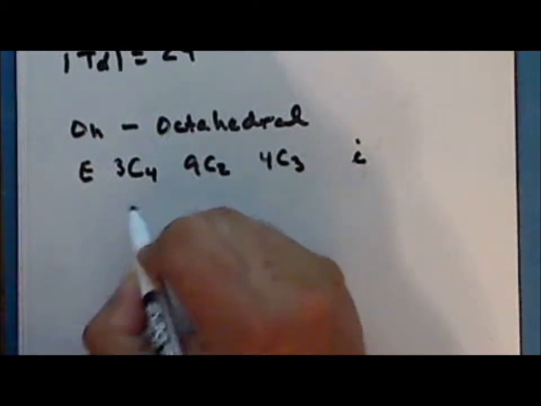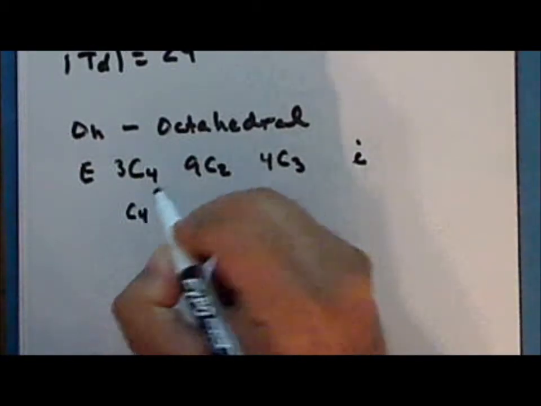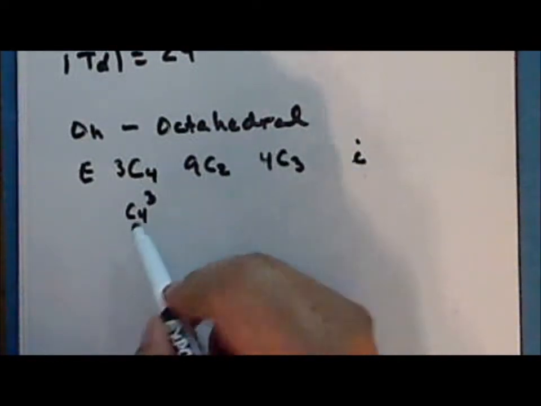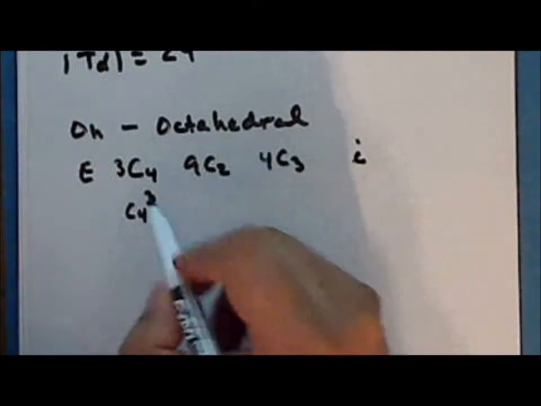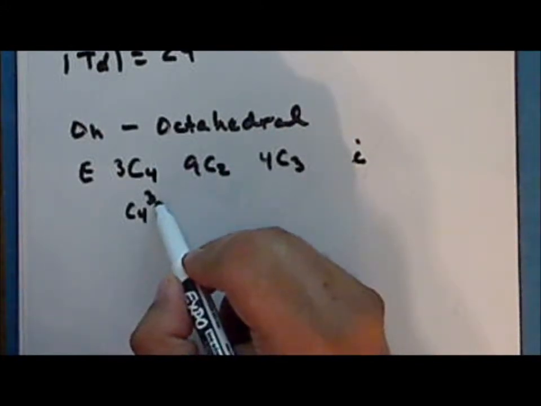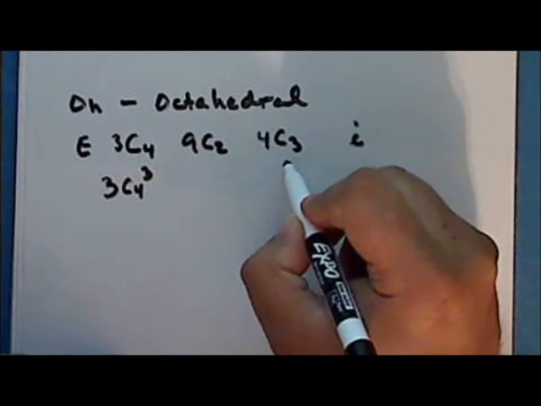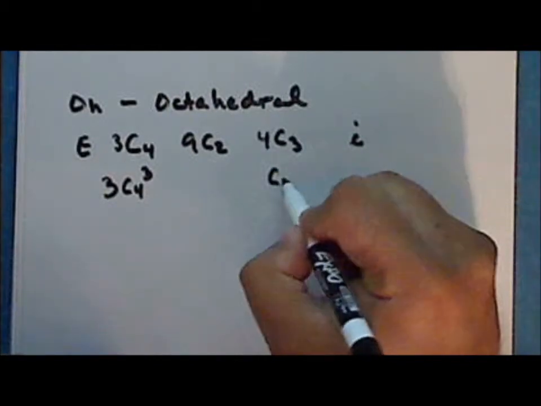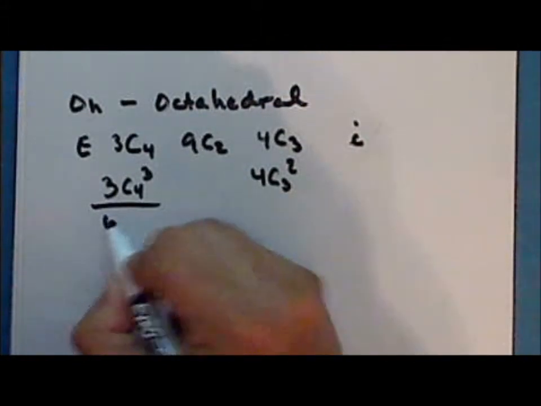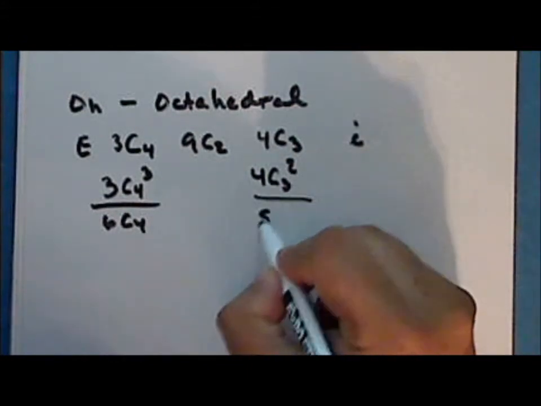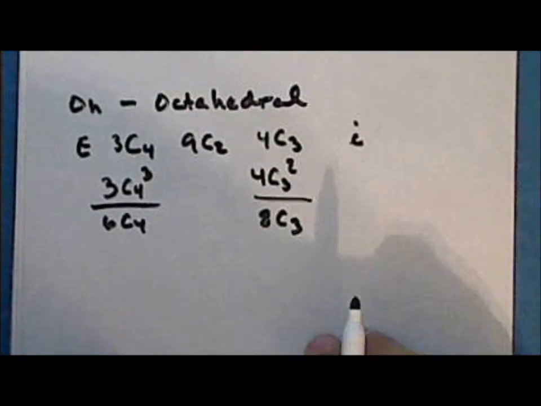So as we have a C4 operation, we have a C4 cubed operation that generates a unique element. Since C4 squared is a C2, again, the power 3 is relatively prime to 4, and so there are 3 of those. And as we have a C3 operation, we have a C3 squared operation, and there are 4 of those. So we have a total of 6 C4 operations and a total of 8 C3 operations.